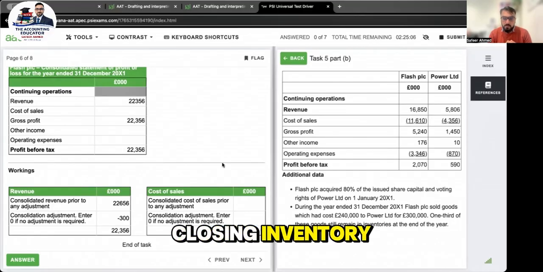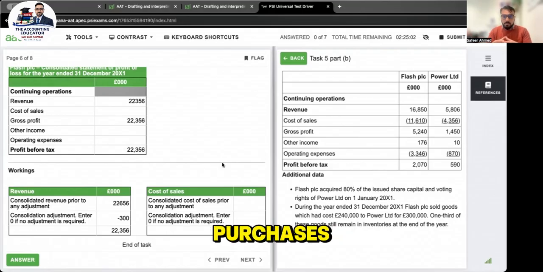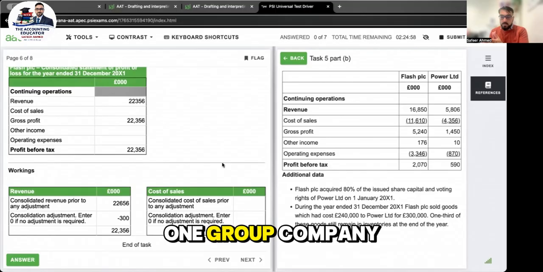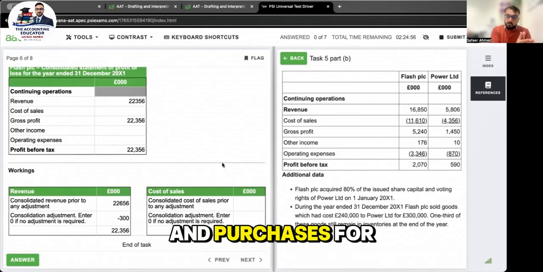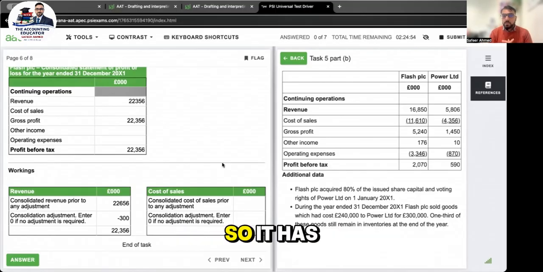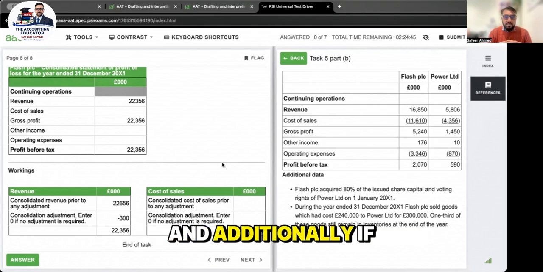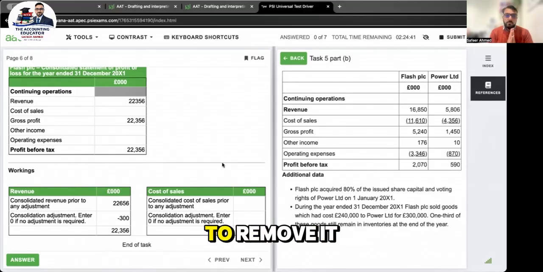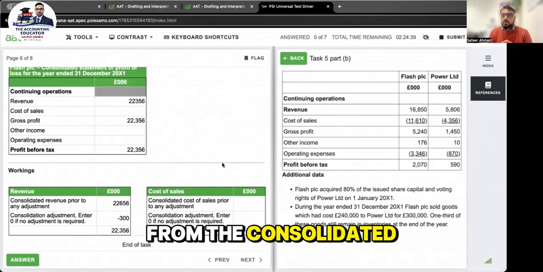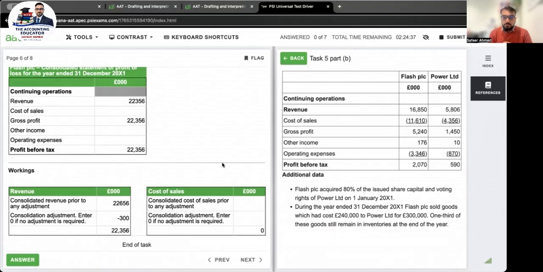Now, cost of sales. Remember how we calculate cost of sales: normally that's opening inventory plus purchases minus closing inventory. Now, in those purchases, there are intercompany purchases. Remember, that was sales for one group company, and purchases for the other company. So it had cost them 300. Therefore, the intercompany purchase we must remove. And additionally, if there is any unrealized profit, we must remove it from the consolidated cost of sales.